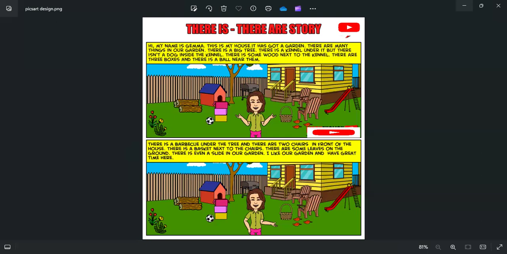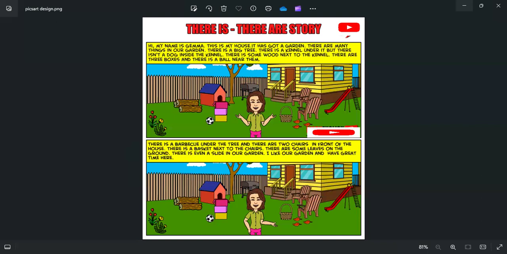There are three boxes and there is a ball near them. There are three boxes here. One, two, three boxes. There are three boxes and there is a ball. The ball is just one ball. So that's why she's explaining: there are three boxes and there is a ball next to these boxes, near them, close to these boxes.